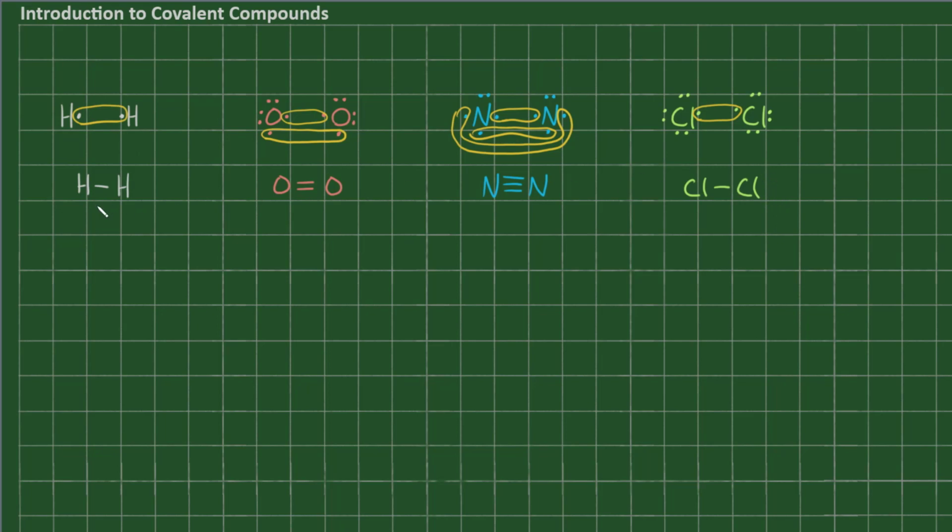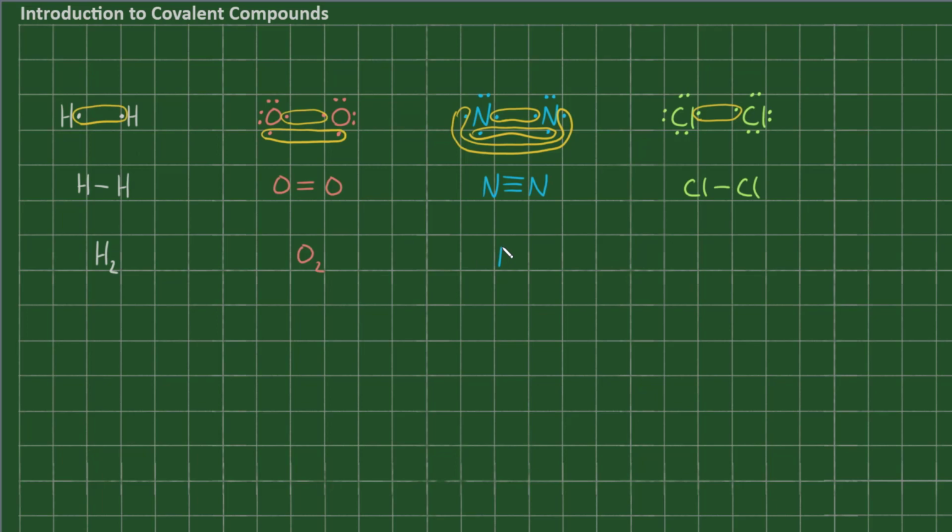Starting on the left, we have 2 hydrogens. We indicate that by writing H and then a 2 in a subscript. This is now known as molecular hydrogen, a single molecule of hydrogen. To the right, we have 2 oxygens, so it will be O and then a 2 in a subscript. This is now a molecular oxygen, a single molecule of oxygen.